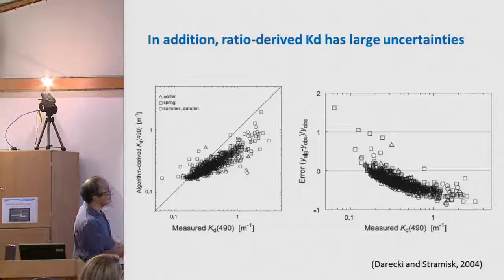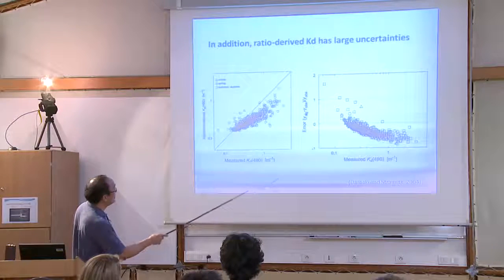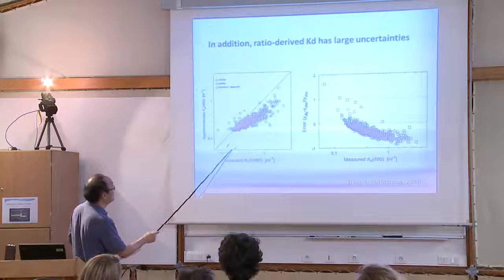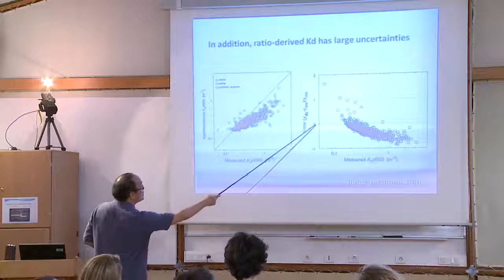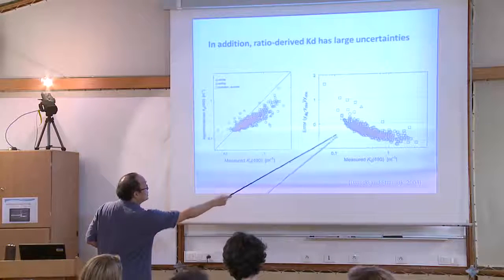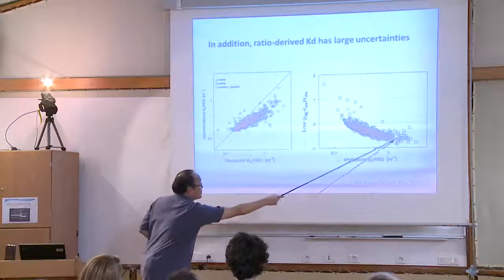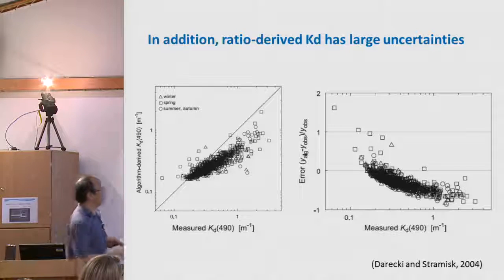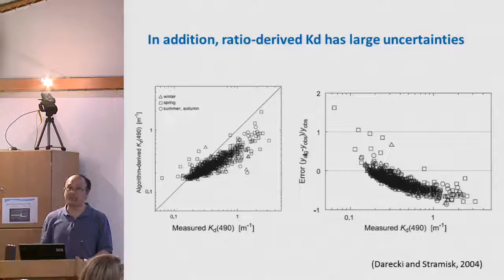Here is a publication by Derek and Stramski. You can see the measured KD and this algorithm-derived KD by the ratios. For the higher values, you can see it is significantly underestimated, as shown here. This is a log scale, meaning this is the 1-to-1 line. So this is a perfect match, but for the higher values, it is significantly underestimated by these simple ratios, by nearly 100%, or about 50, 60%.